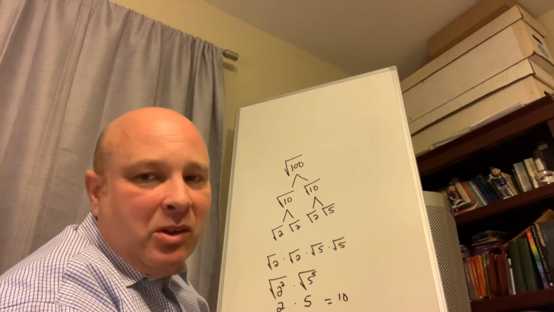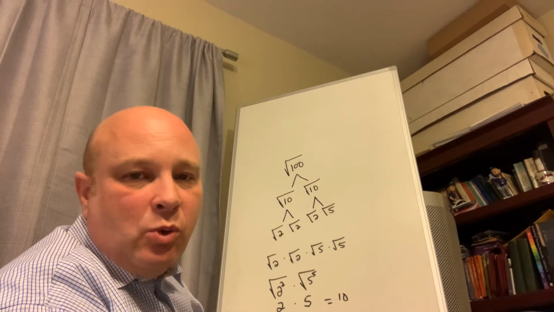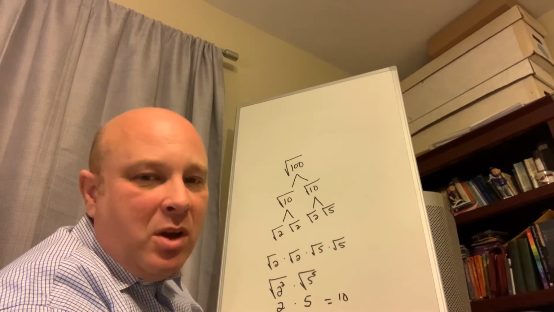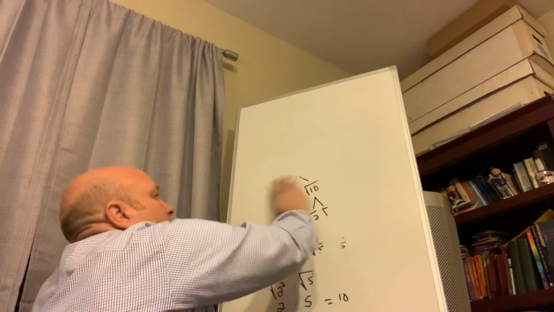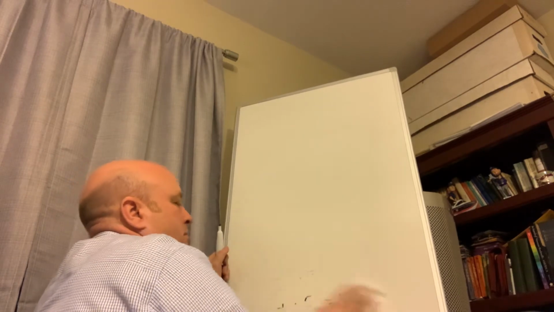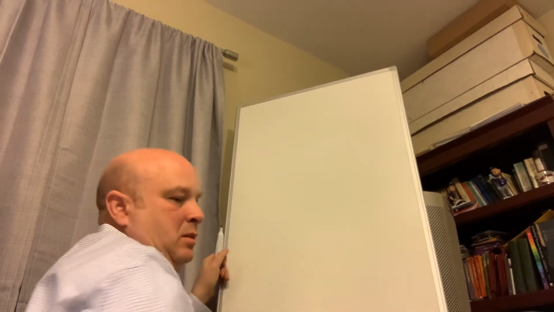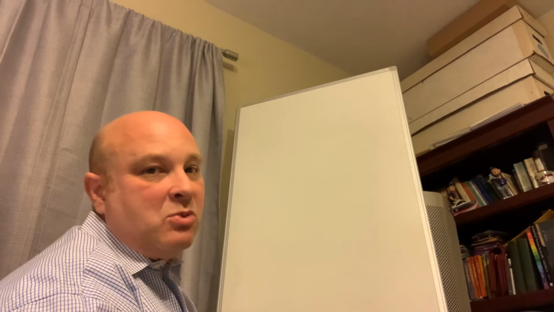Now, obviously, you should know that the square root of 100 is 10, but what if I gave you a number that was not a perfect square? In other words, what if I said, I always get in trouble here because I just make things up.